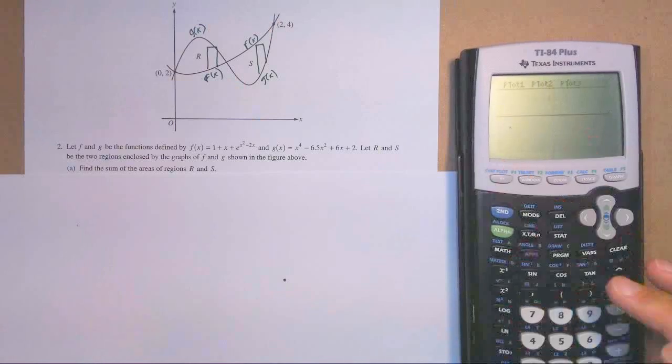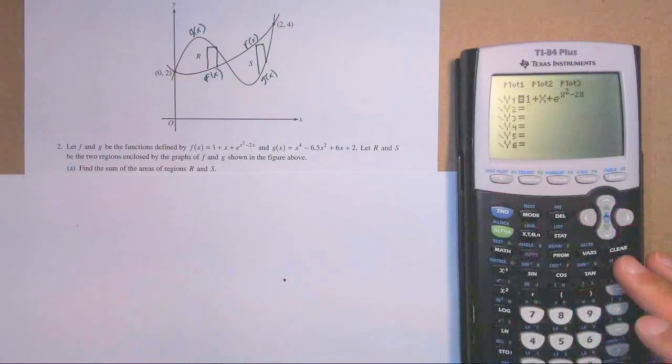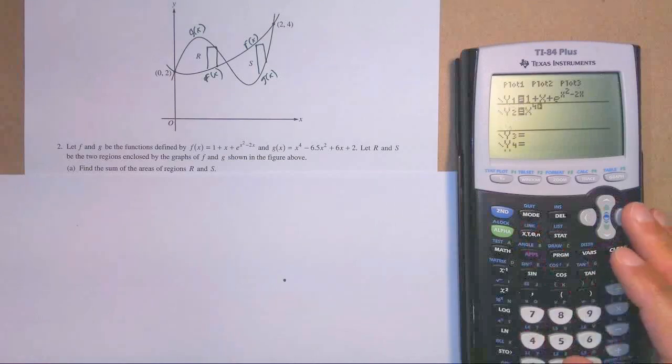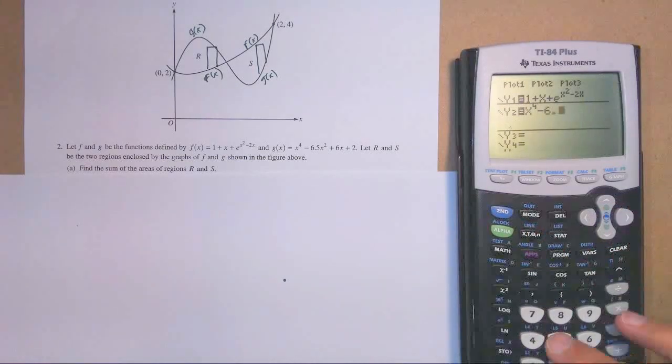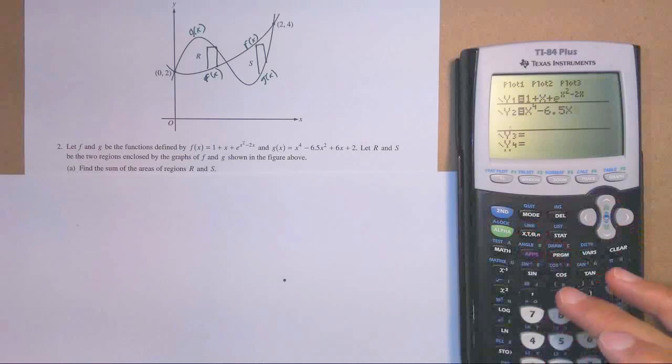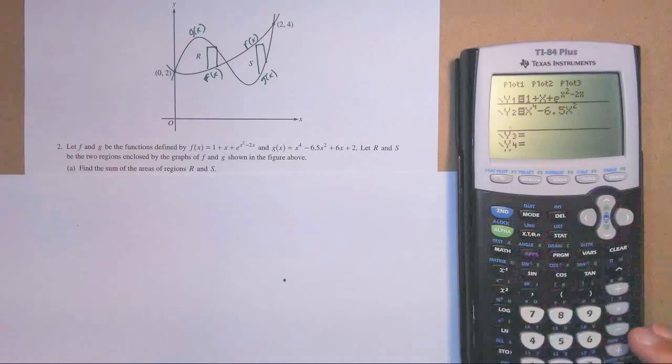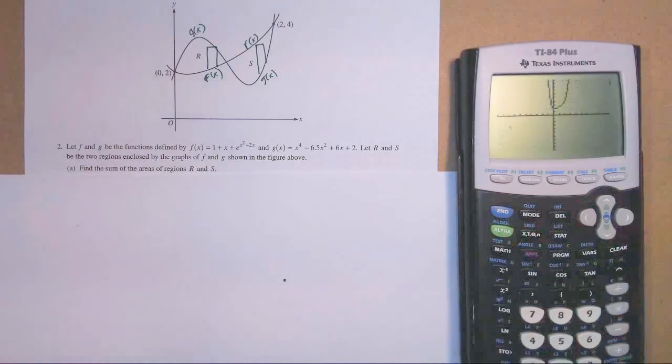So go to y equals. For the next line, type in g of x, which is x to the 4th minus 6.5 plus 6x plus 2. Graph it. And it's exactly what we thought, which we thought g of x was the other one.